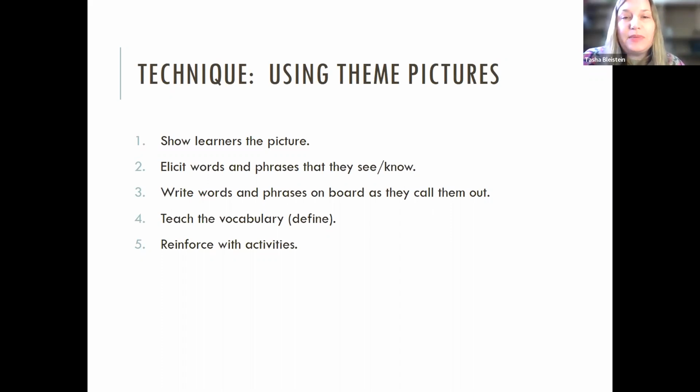Then you ask them the words and phrases that they already know. What do they see in this picture? What might they connect this picture with? What words would they connect the picture with? As they're calling those words out, you write them on the board or on a piece of paper. Then you might define the vocabulary words that they're calling out if there's some that some in the group don't know. Usually if it's a picture, they can see it, so it's a little bit easier, but you might point out any words that you think they might be confused about. And then afterwards, reinforce with activities.